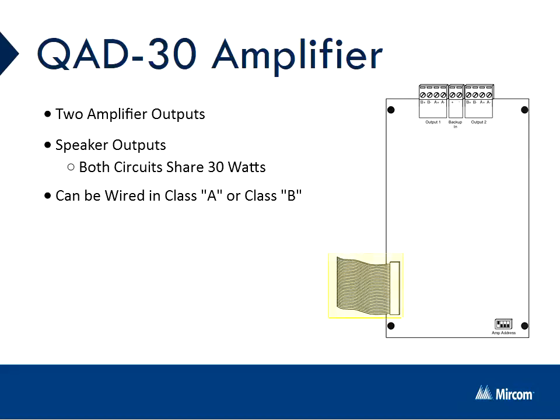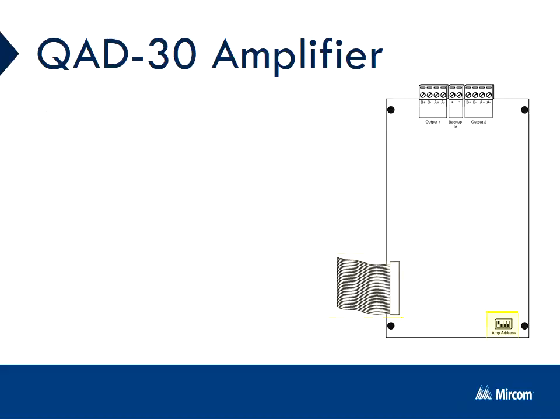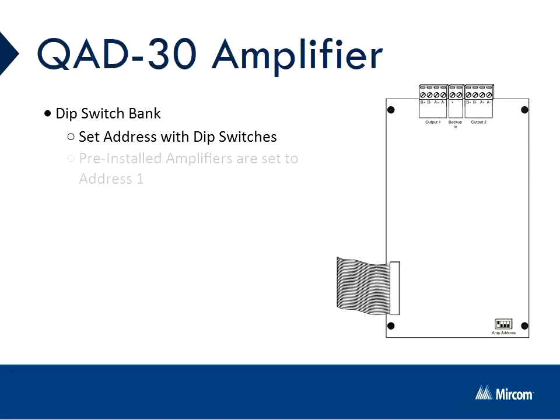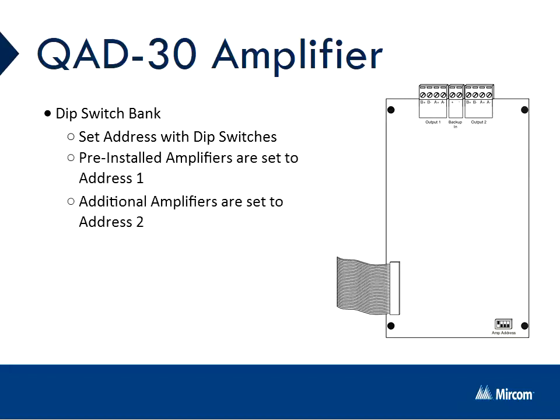Along the left side of the amplifier is a ribbon cable that will plug into a QX Mini master panel or booster panel. At the bottom left-hand side of the board, you'll notice a bank of dip switches. This is where the address of the amplifier is set. The pre-installed amplifier comes as address 1. Any additional amplifiers purchased will come as address 2.